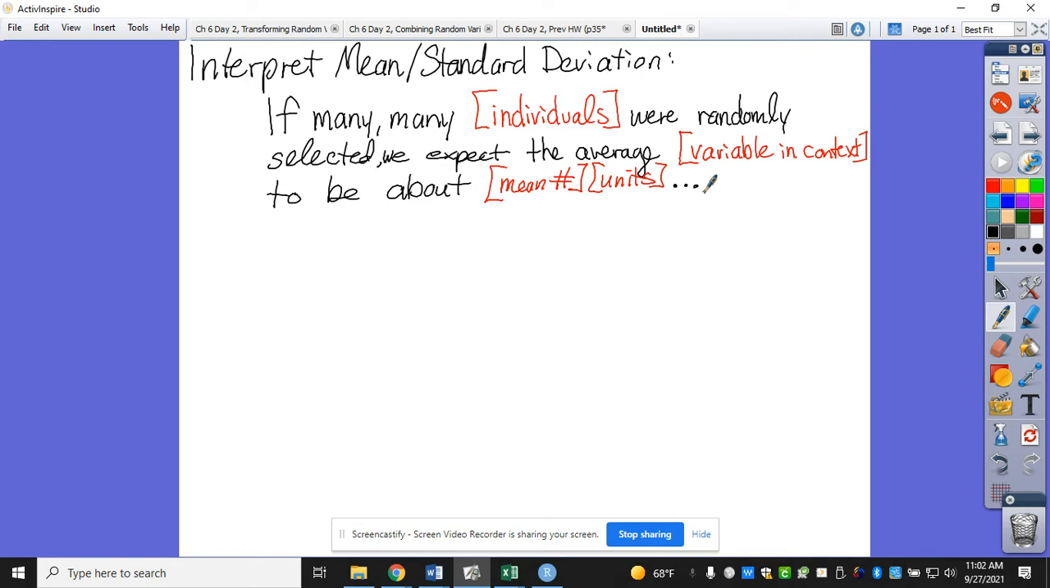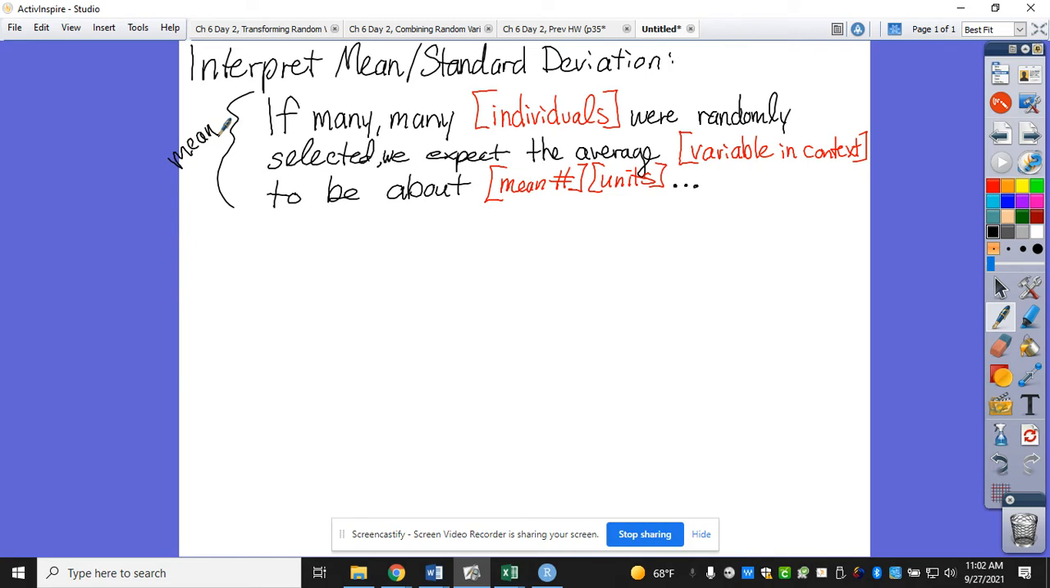So the one about, what was it, errors on the undergraduate essays? Number of errors. So it'll be if many undergraduate essays were randomly selected, we expect the average number of errors to be about, what was the number? Is that one 3.031? 2.1 errors. That's just errors, right? Because our errors per essay would probably be better. Non-word errors. I knew it was something else. And then so this part interprets the mean.